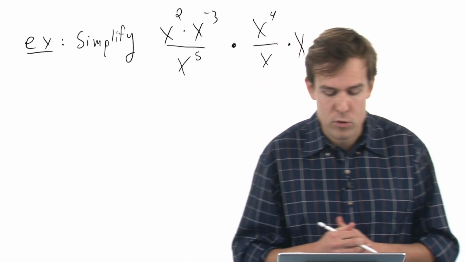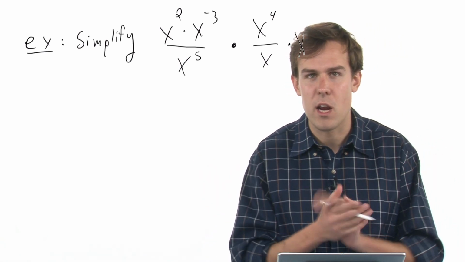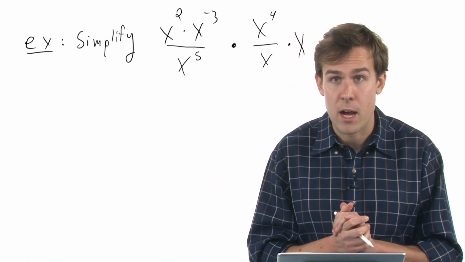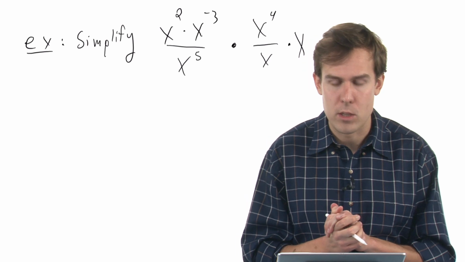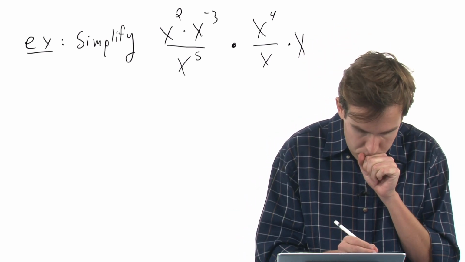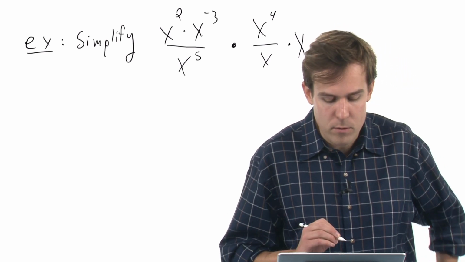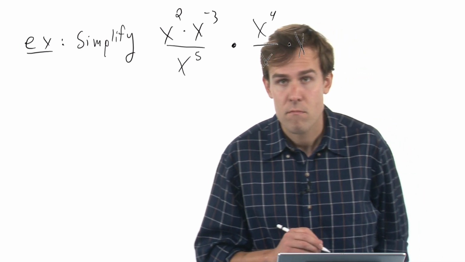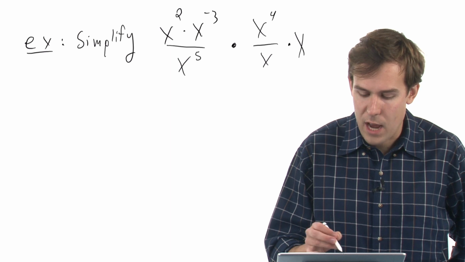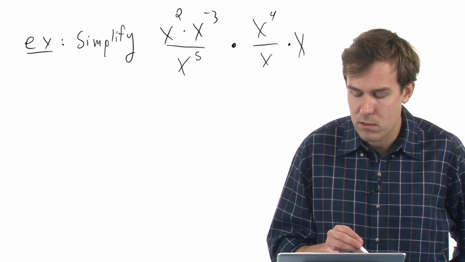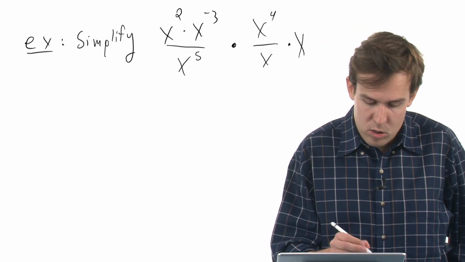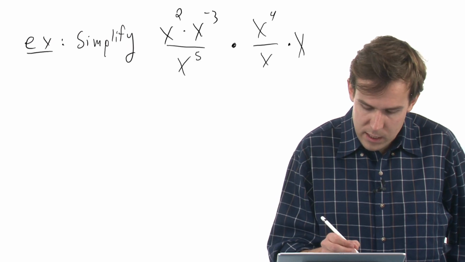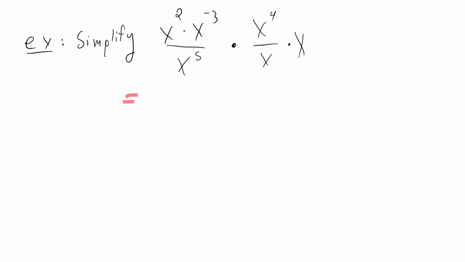Okay, just one more exercise that's kind of the killer one here. We have a whole lot of stuff going on. Let's try and play with these rules. Okay, so I have x to the 2 times x to the minus 3 divided by x to the 5. And then also x times x to the 4th divided by x, and then times x. So let's clean this up. Okay, so I have x squared times x to the minus 3. Same base, different exponents. Add them.